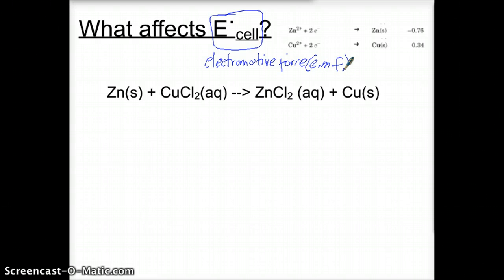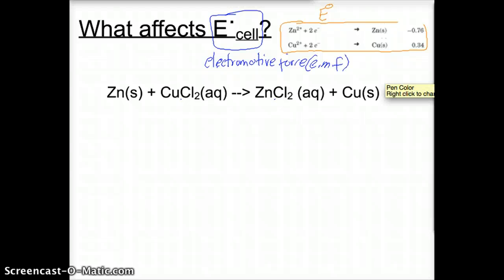So let's say we have this cell set up. We have solid zinc reacting with copper chloride to make zinc chloride and solid copper. So first thing we need to figure out, just for a review, is what is the voltage? Well, here are the standard reduction potentials for these half cells. So using that information, let's figure out what the voltage is.